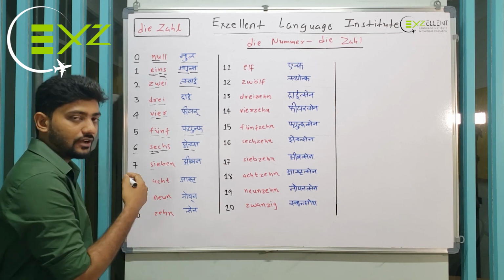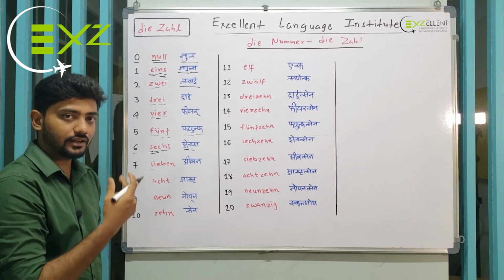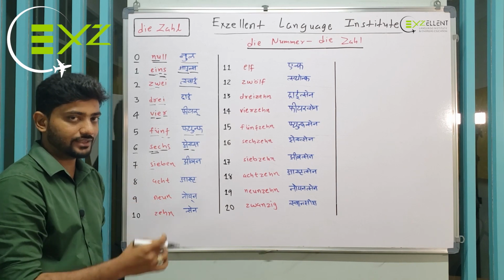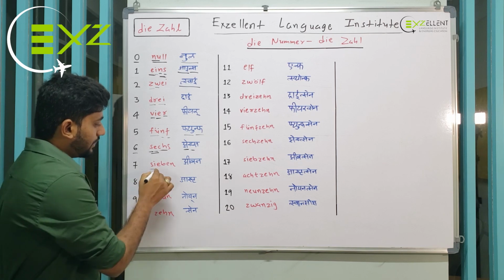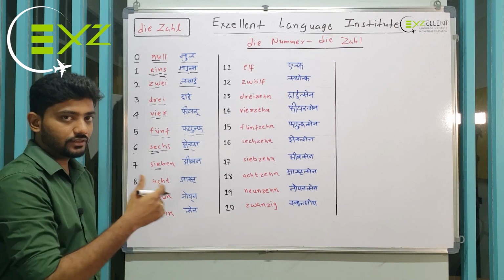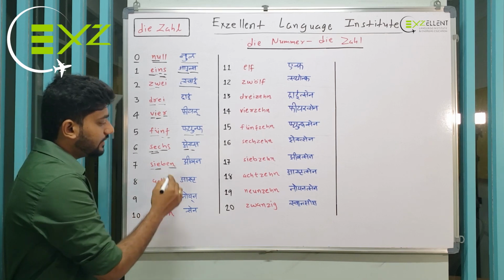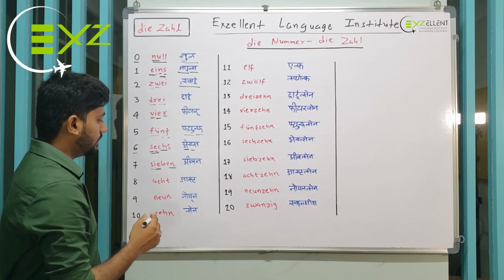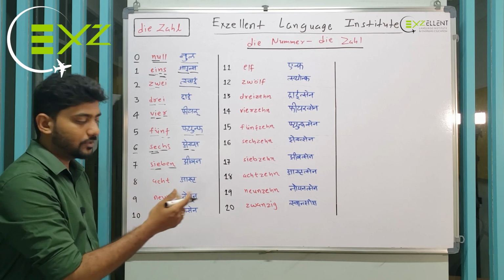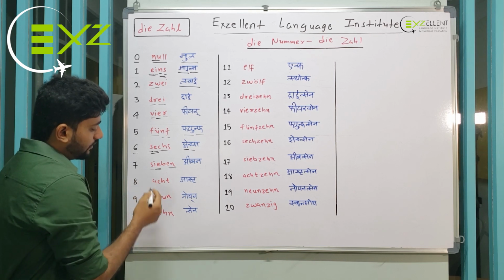S is coming, after S, I is coming, means the second alphabet is a vowel. Pronunciation of S is z. IE is ear. So sieben. EN is at the end. So pronunciation is sieben. Then we have 8.